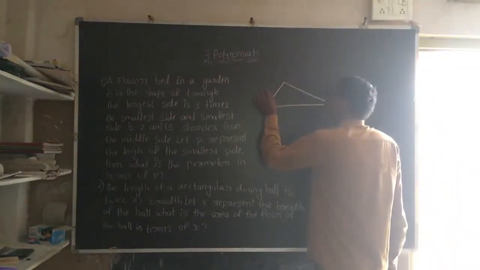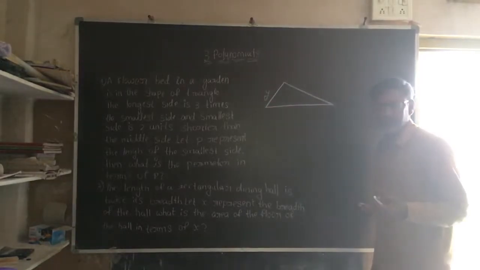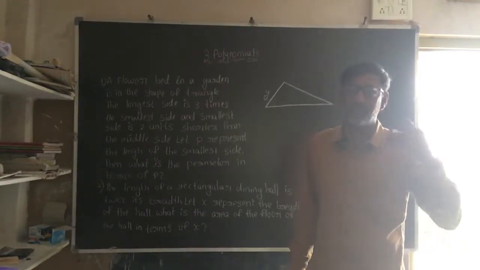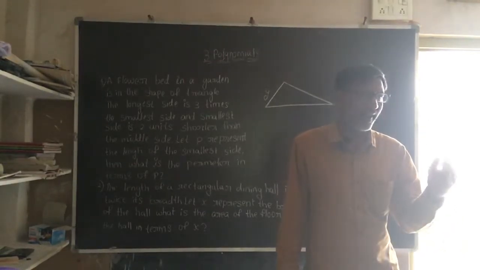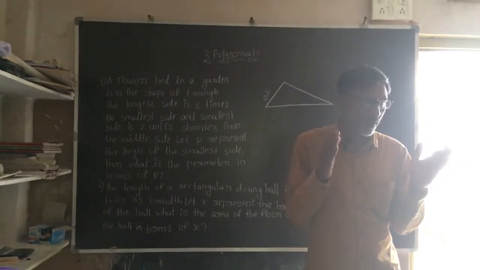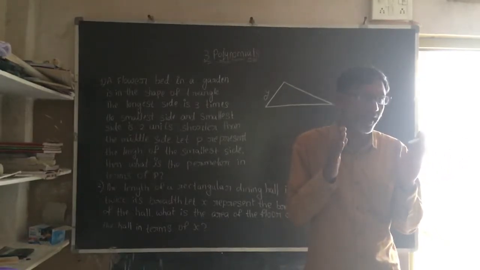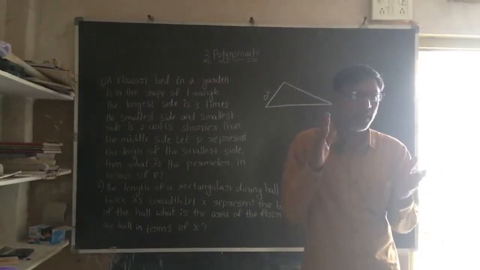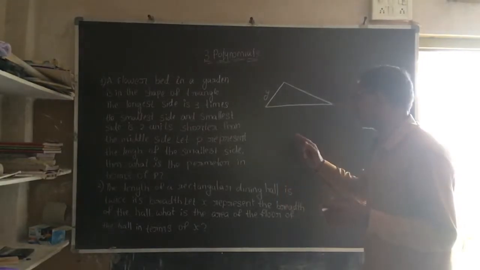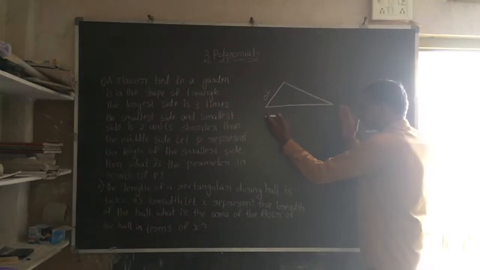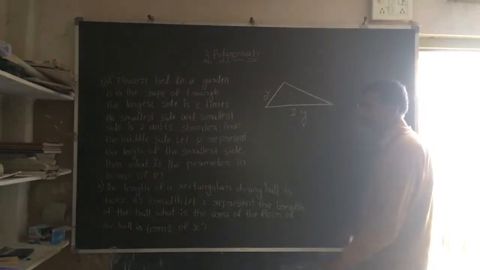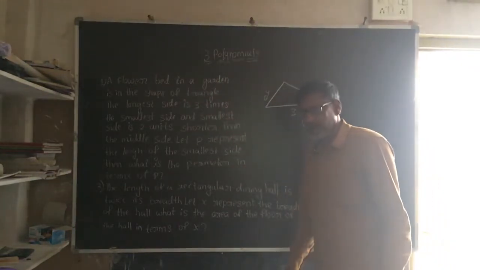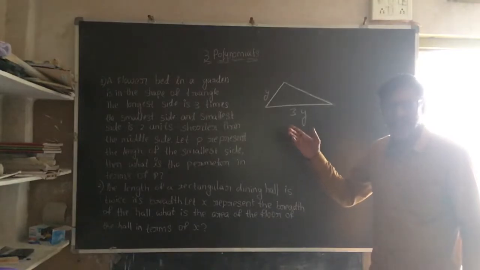Suppose the smallest side is y centimeters. Y means that it may be 2 centimeters, 3 centimeters, 4 centimeters, whatever it may be. I will take the smallest side as some y centimeters, or y meters or y kilometers, whatever it may be. That is the smallest length. I take it as y. This is my longest side. By the question, it is 3 times y. See, a flower bed in a garden in the shape of a triangle.